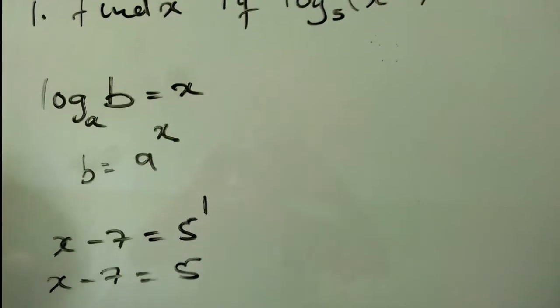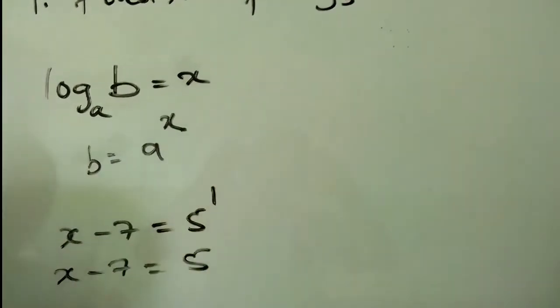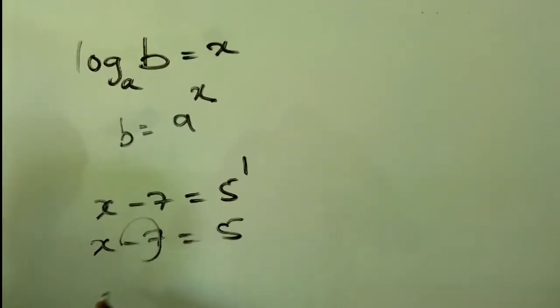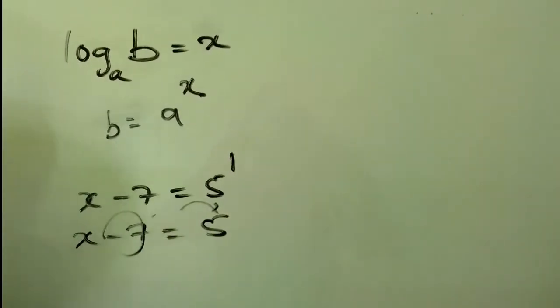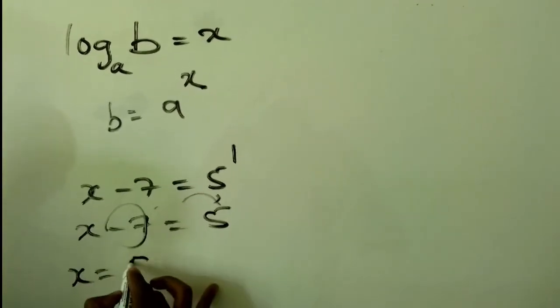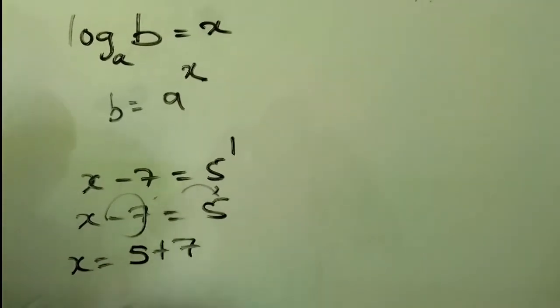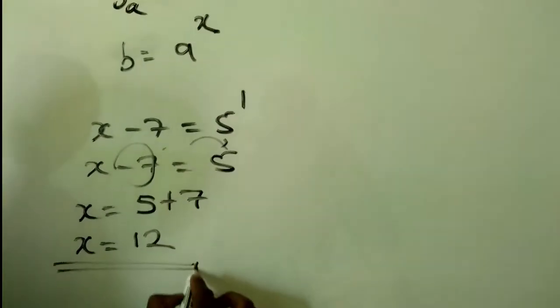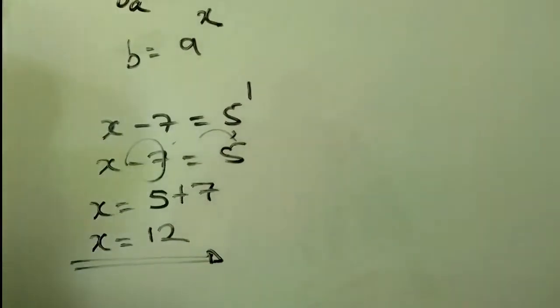Then we solve the equation. What we do to the left hand side, we do it to the right hand side. So we are going to move this minus 7 to the right hand side. So we have x being equal to 5 plus 7. Then we get our x being equal to 12. That is our solution for the first question.